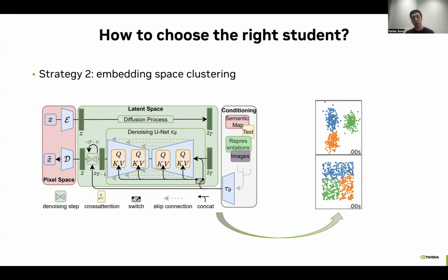A more general strategy is embedding space clustering. If we look at a lot of diffusion models, they usually have this encoder layer where they encode the condition, which can include text, semantic maps, and images, into the embedding space. Since these are just vectors in the embedding space, we can use different clustering methods like k-means clustering to get different partitions and assign them to different students.